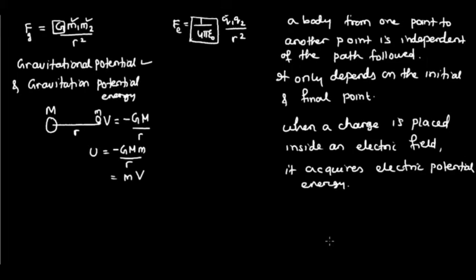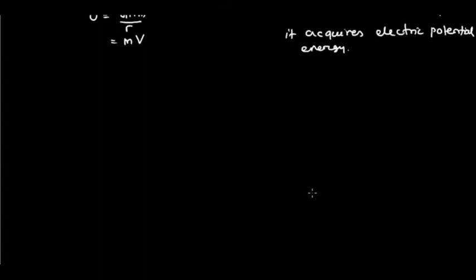first define the meaning of electric potential and the meaning of potential difference, and then we will derive the expression for the electric potential due to a point charge. So first I will write the definition of electric potential. Remember that electric potential is a scalar quantity, and it is a property of the electric field.